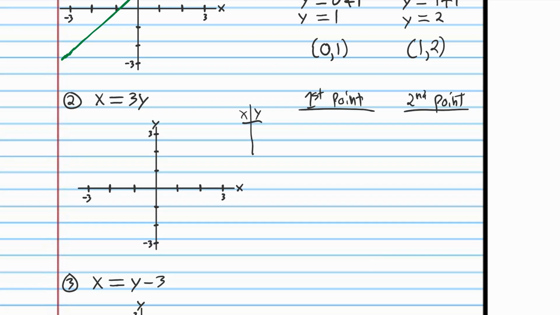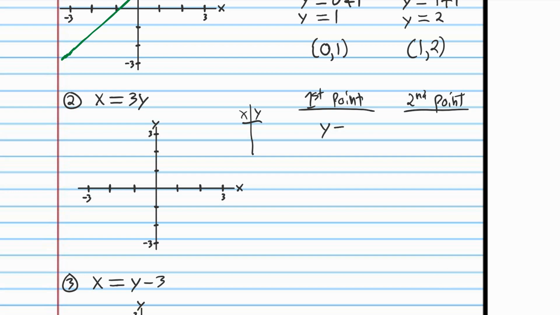So for the first point, we're going to let x, actually in this case, it'd be easier to plug in y first, because x is isolated. X is by itself on one side of the equation, so we're going to plug in y first. Sometimes it's better to plug in x first, sometimes it's better to plug in y first. But whatever variable is isolated, you plug in a number for the other variable, and that's going to be the easiest way to do it.